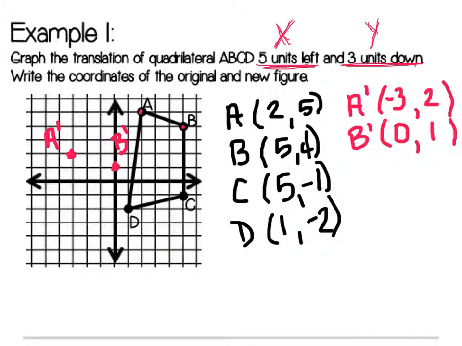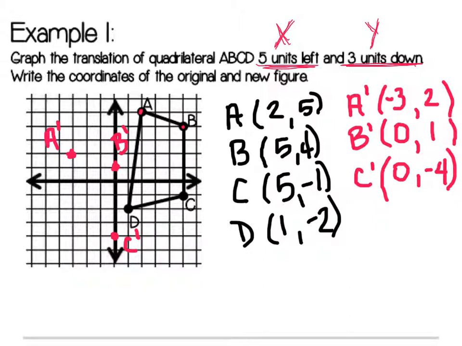Our next one, point C, we're going to move 5 units left and 3 units down. It's going to be right here. We're going to label this C prime, so we moved left 5 and down 3. And for our ordered pair, the image of C, or C prime, when we move left 5, that's like subtracting 5 from the x value, so 5 minus 5 is 0. And the y value is like subtracting 3 because we're moving down 3, so negative 1 minus 3 is negative 4. Our ordered pair for C prime is 0, negative 4.